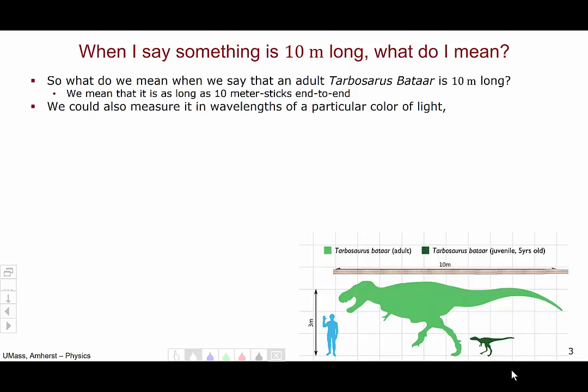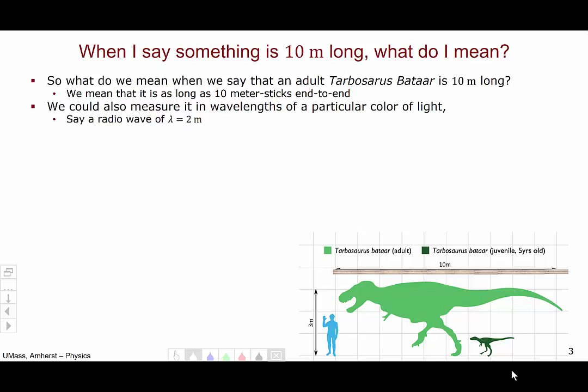Now, this is a convention. We conventionally use sticks 1 meter long to measure things. But that's not the only thing we could use. We could use sticks 1 inch long, or a foot long, or we could say how many people long. Or we could measure how long this Tarbosaurus is in wavelengths of a particular color of light.